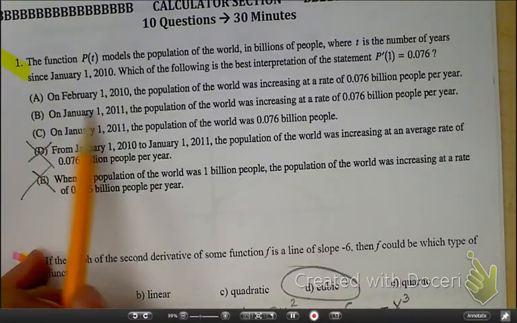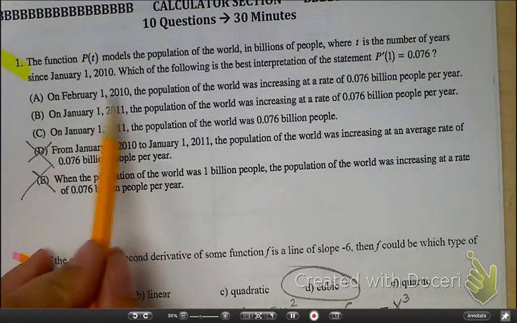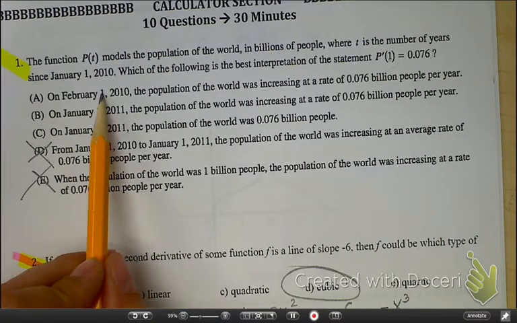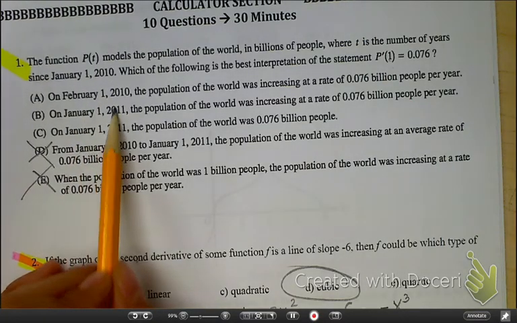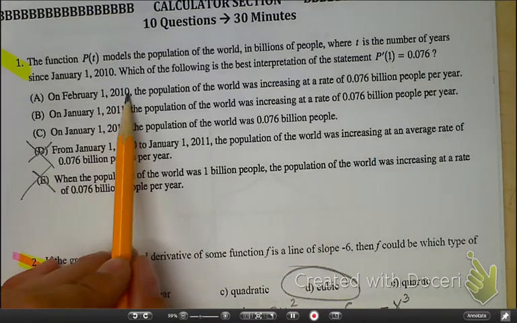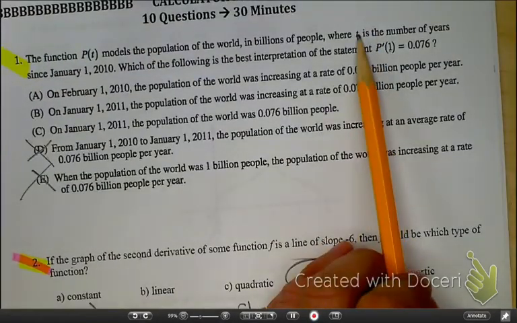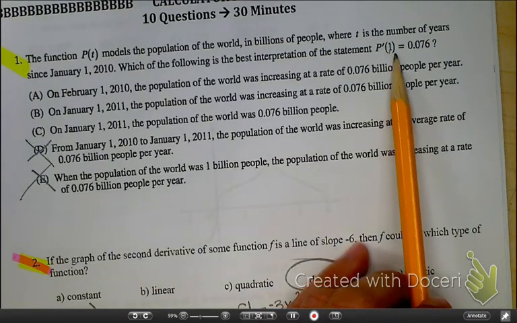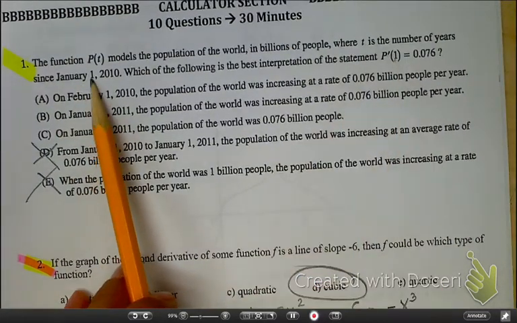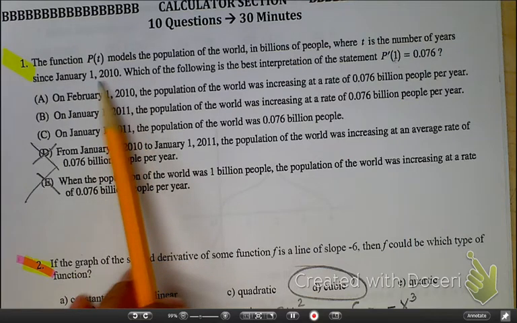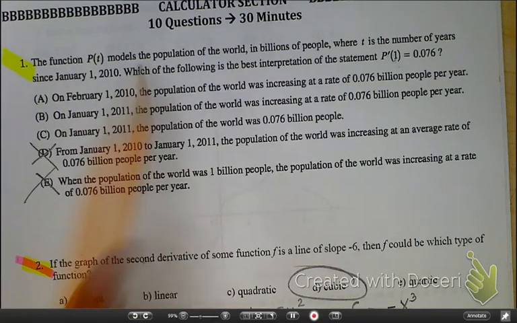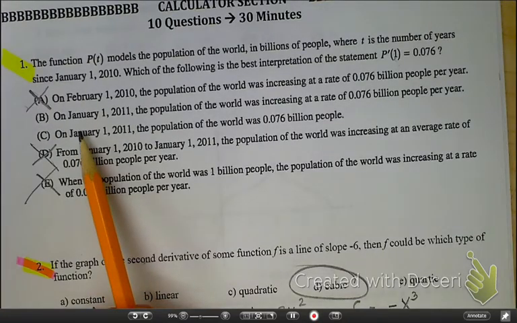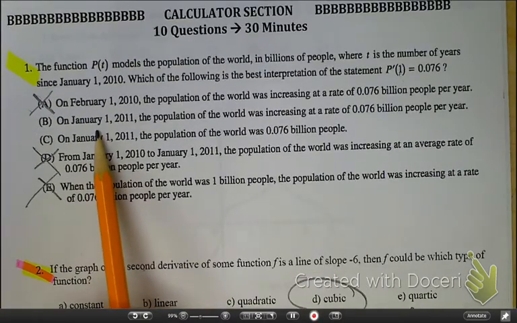So let's look at A, B, and C now. This first one is the only one with the unique date. B and C both have the same date. So this is talking about February 1st, and these are both talking about January 1st, 2011 versus February 1st, 2010. If we look at t, t says the number of years. So P prime of 1 would be after 1 year. If it starts on January 1st, 2010, then after 1 year would be January 1st, 2011. So A is out.